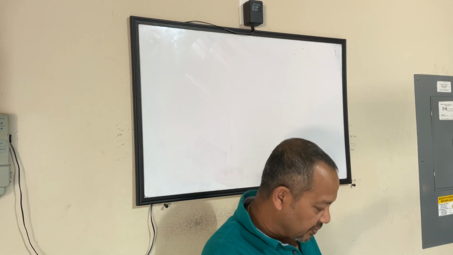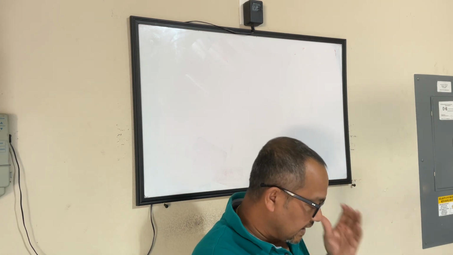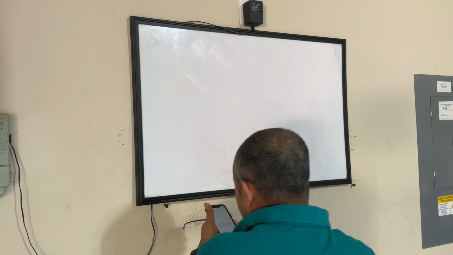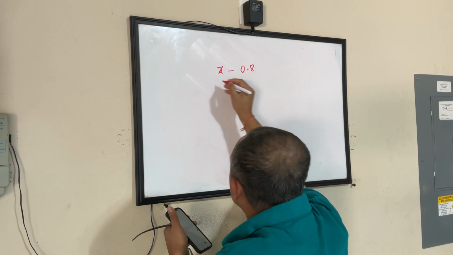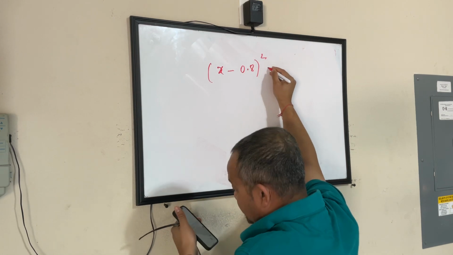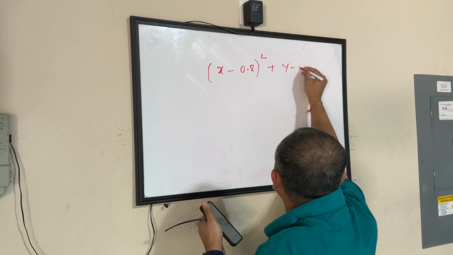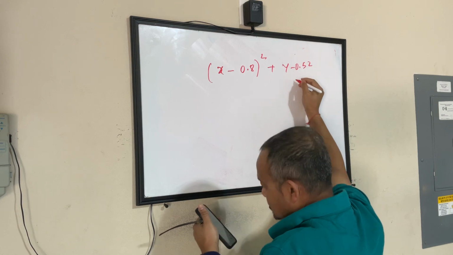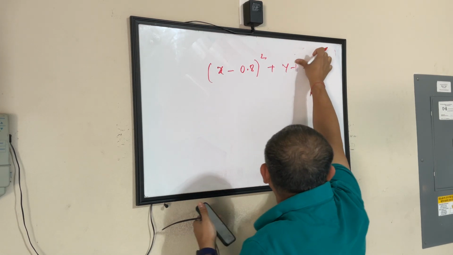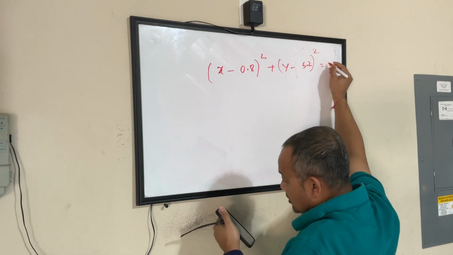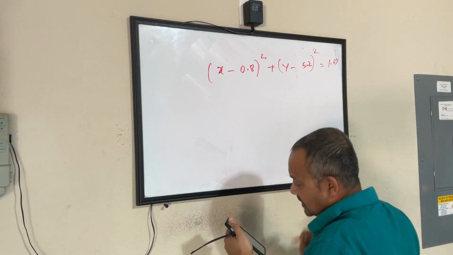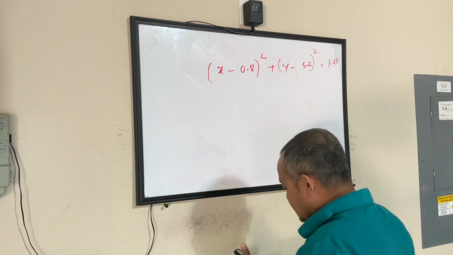Now let's pick up one more problem. A circle in the xy plane has the equation (x minus 0.8) squared plus (y minus 5.2) squared equals 1.69. How long is the radius of the circle?